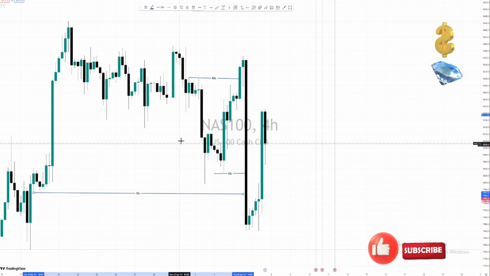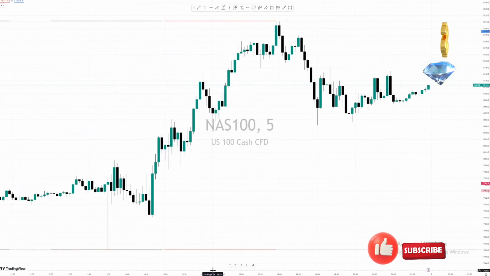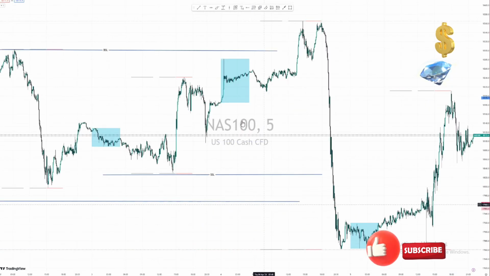Now having said that, let's go to a lower time frame. Buy side liquidity has been taken here, so we'll go to the 5 minutes time frame to see what happened right there. This is how I trade it, guys. I don't enter on a higher time frame, and I don't enter on the same time frame where the liquidity is swept.